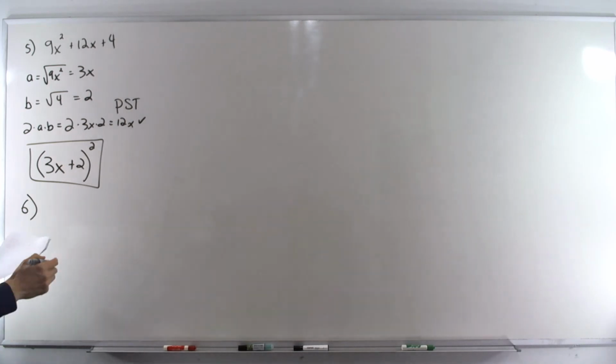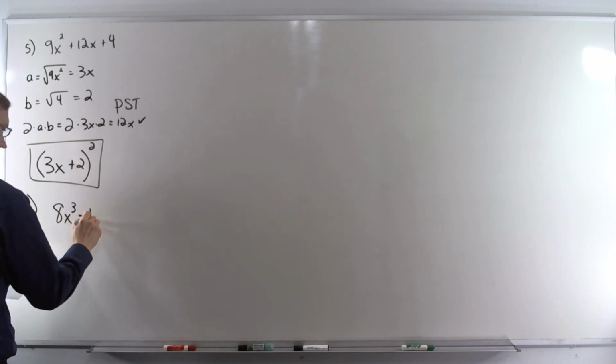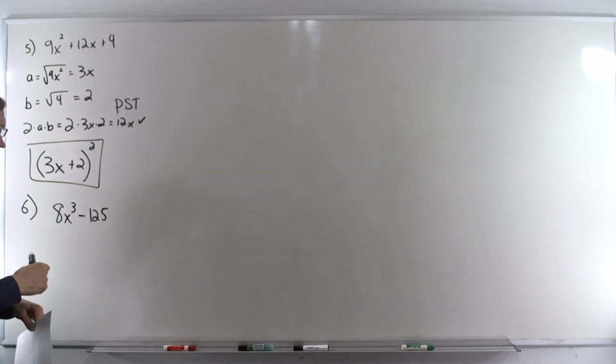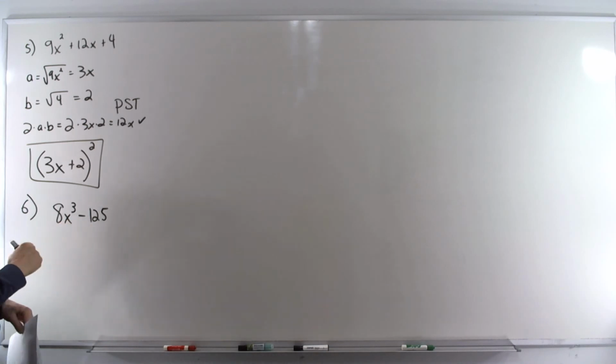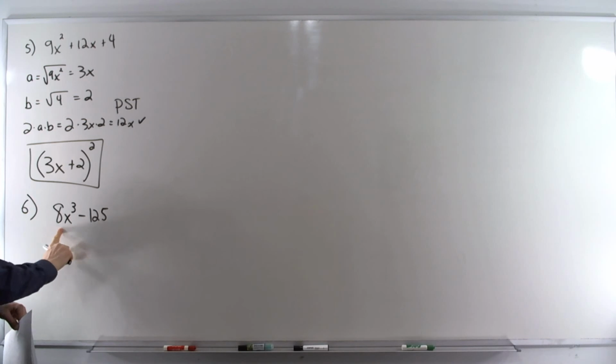Number 6. Got 8x to the third minus 125. So this could be one of two things. Could be a difference of squares, could be a difference of cubes. So you've got to figure out if these are perfect squares or perfect cubes.